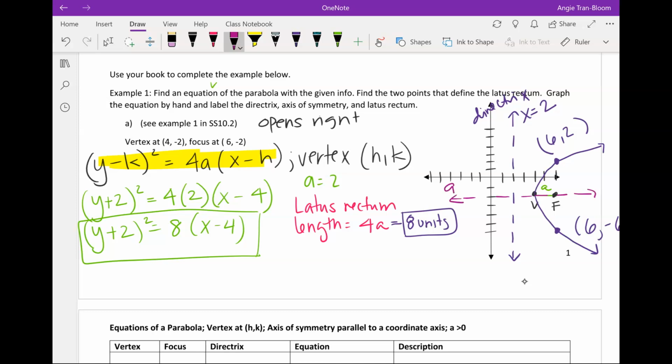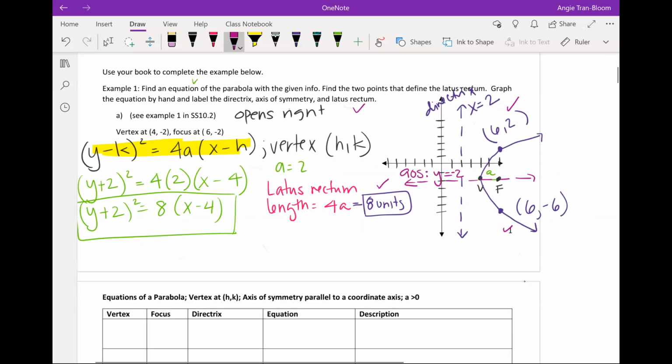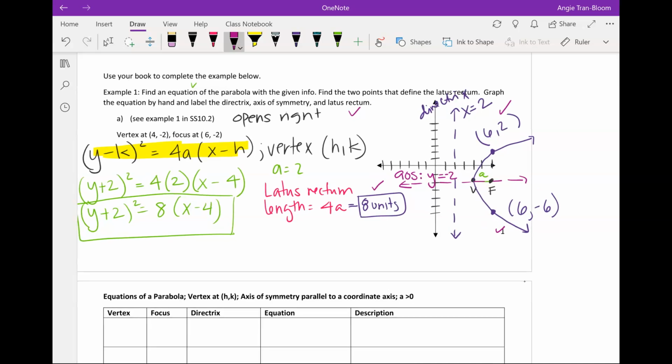I'm going to shorten this up by writing AOS. Labeling, don't forget to give me y equals -2. We did the axis of symmetry, and then for the latus rectum length, we checked that. We label the points of the latus rectum. Yep, we did everything. So that's what we do with parabolas.